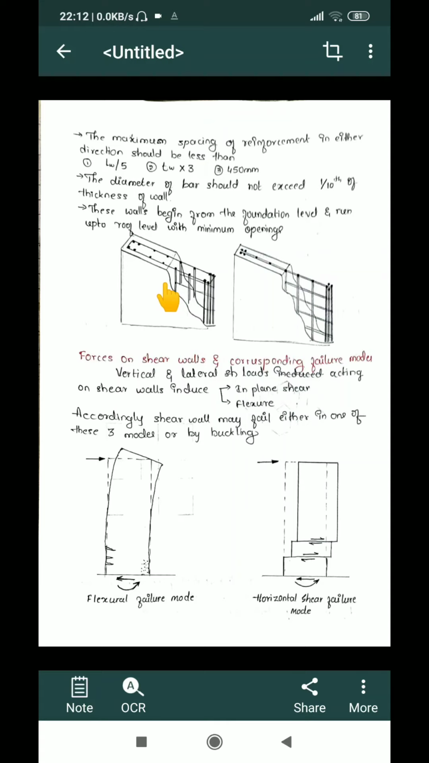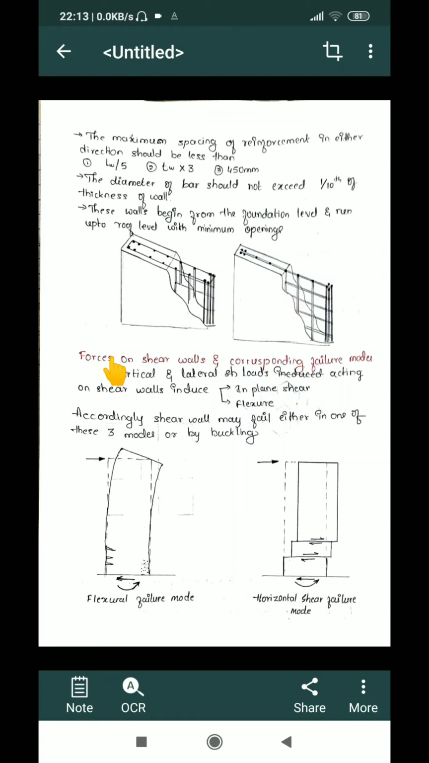Then the diameter of a bar should not exceed 1/10 of the thickness of the wall. So if the wall is 150 mm thick, we never exceed 15 mm diameter, so we restrict the bar diameter to 12 mm. If the wall thickness is around 200 mm, then we can provide up to 16 mm, 18 mm as well as 20 mm bars. So this is how we provide reinforcement in RCC shear walls.